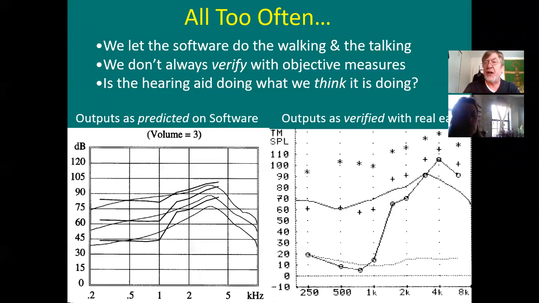Too often we let the software do the walking and the talking, and we don't always verify with objective measures: is the hearing aid doing what we think it's doing? So look at the left. Here you're seeing 3 targets, and it looks like the software is right on cue. You've got 3 targets, one for soft inputs, average inputs, loud inputs. You've got 3 output targets. And here's the frequency response of the hearing aid, the thin lines. It looks like you're programming the hearing aid, and it looks like it's pretty close to target.